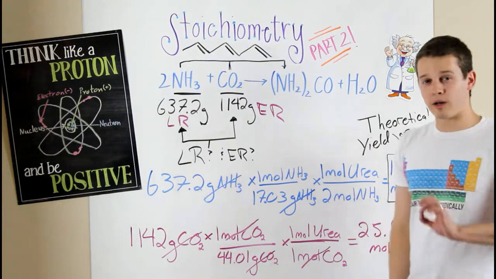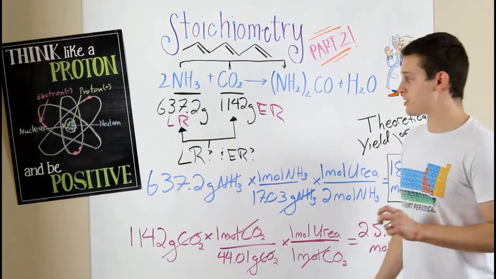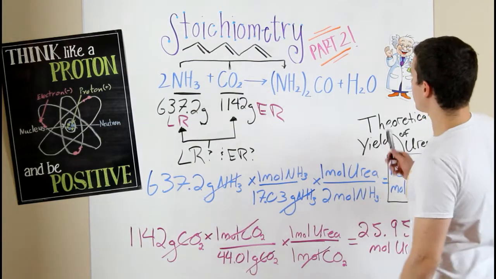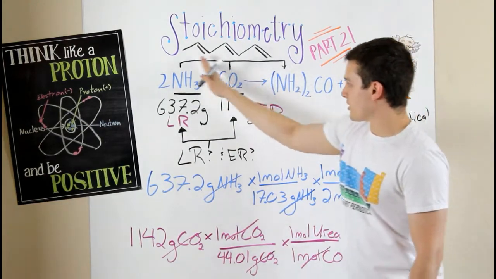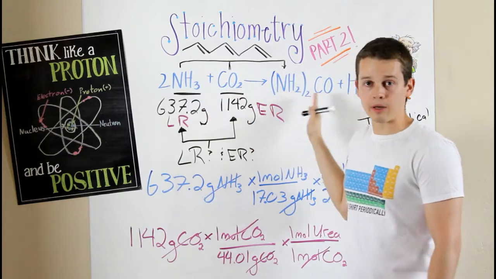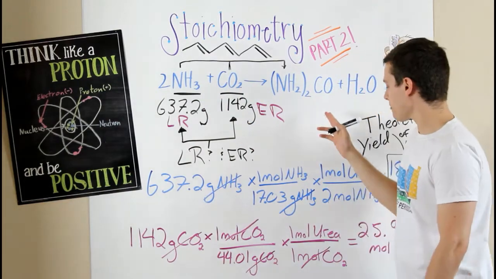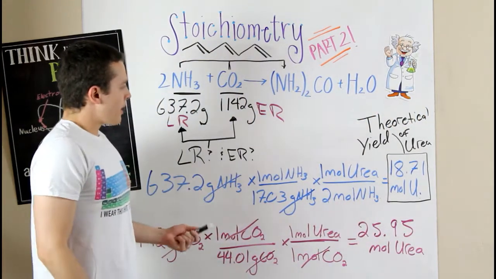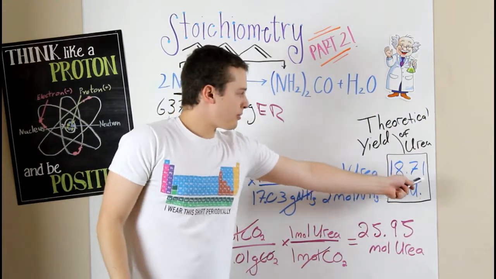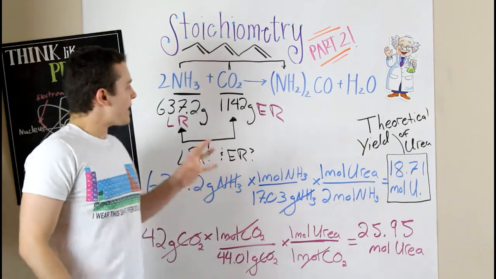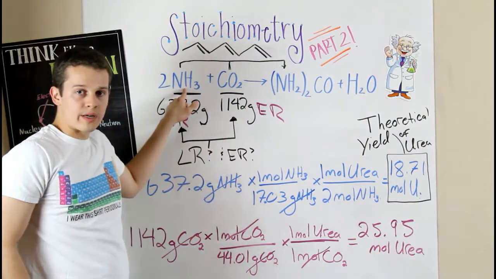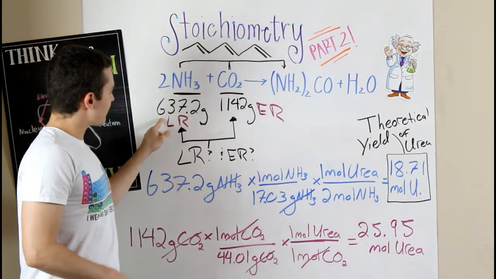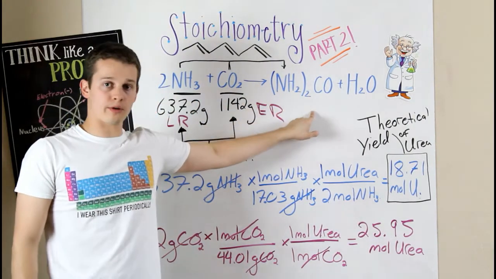Now another thing that some students get a little confused about is they'll say, oh, our limiting reagent is urea. No. Our limiting reagent has to be one of these two things. It cannot be a product in this case. Or sometimes what they'll say is, oh, the theoretical yield of ammonia is 18.71. Again, we can't say that because we're not looking for a yield or an amount produced of ammonia. We are reacting this much ammonia to produce the urea.